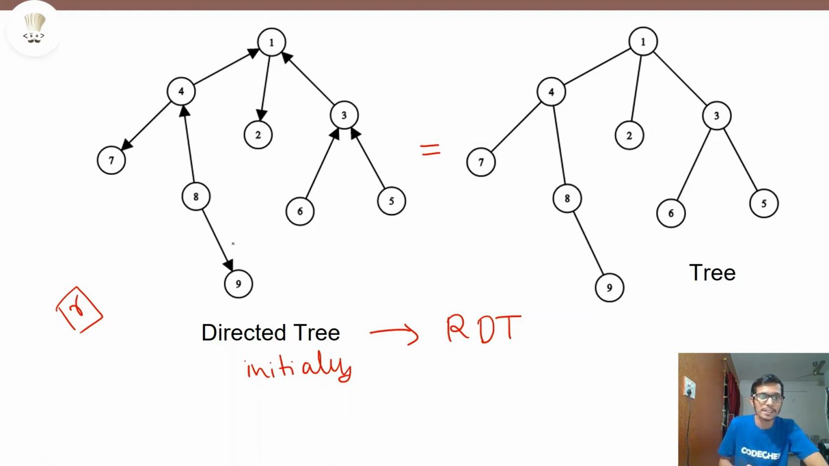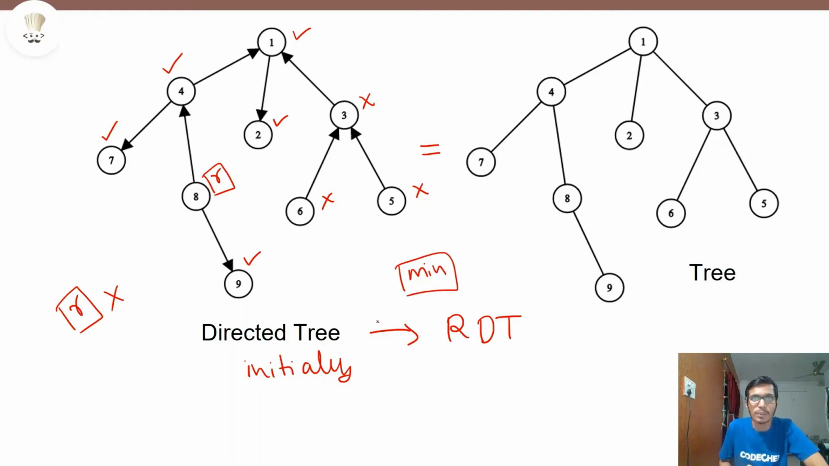If I take this example on my left and choose 8 as my root, I can travel to 4 from 8, I can travel to 7, I can travel to 9, also I can travel to 1 and 2, but I cannot travel to 3, 6 and 5 using the directed edges present in the tree. So although it is a directed tree, it is not rooted, right? We have to perform the minimum number of the operations mentioned in the question such that we are able to convert the directed tree into a rooted directed tree.